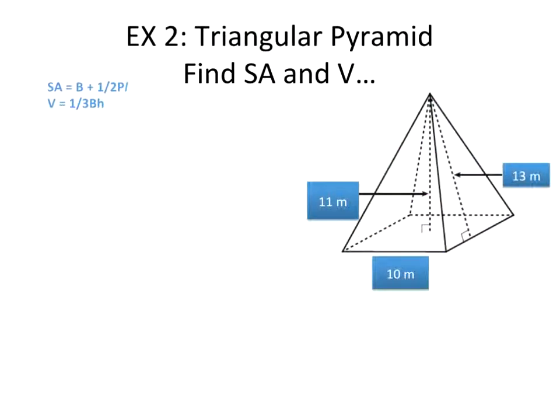Example 2. Now we're going to do a triangular pyramid. We're going to find surface area and volume. So notice I picked out the formula for the one base object.